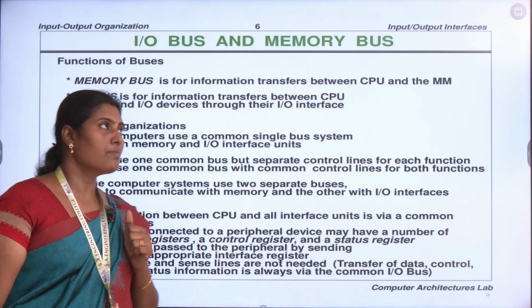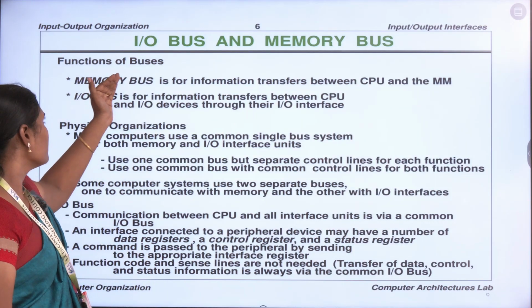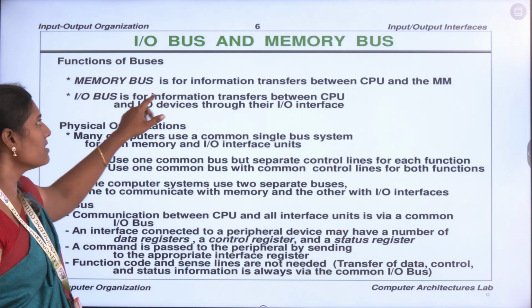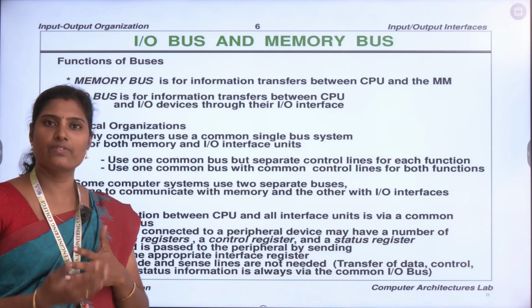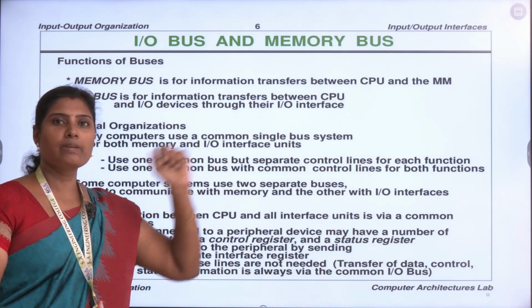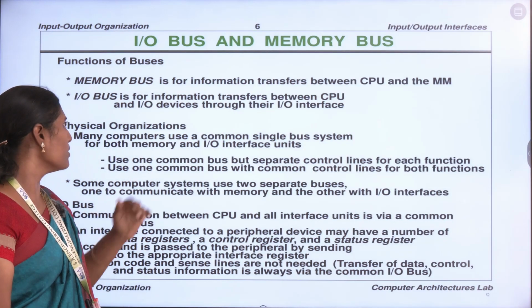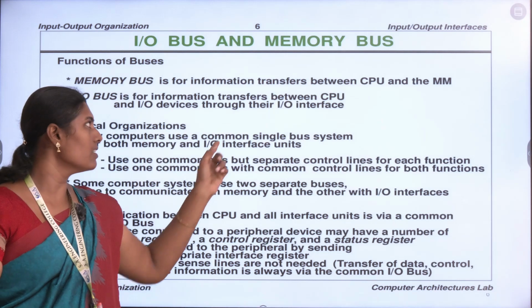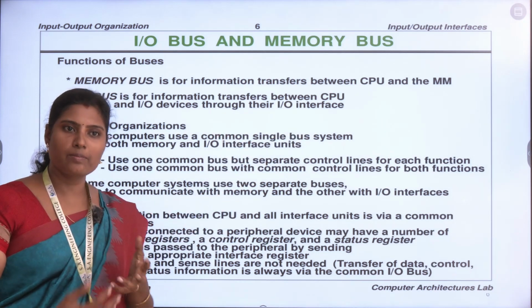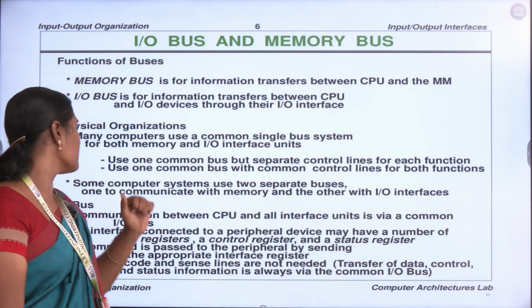Input, output, and memory bus. Now we can see the functions of the buses. The memory bus is mainly used for the transfer of data between the CPU and the main memory. And the input-output bus is for transferring data between the CPU and the input-output device through an input-output interface, which can be either a wired or a wireless interface.